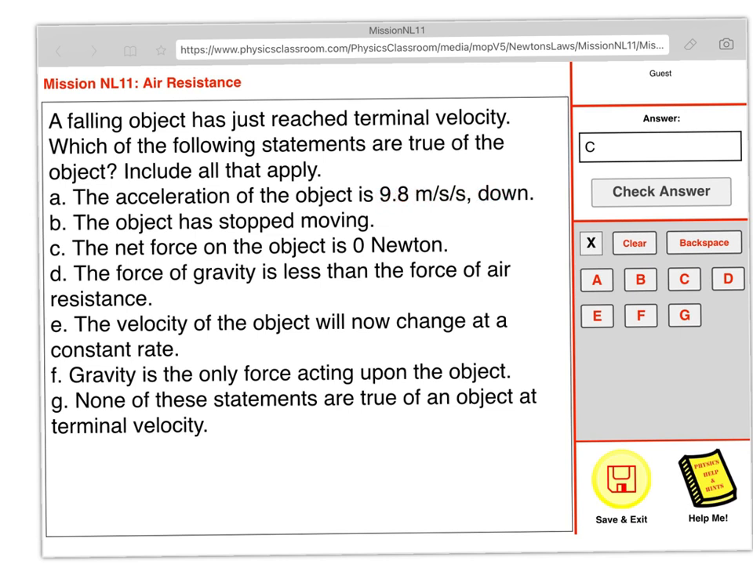So that's not true. No, there'd be no air resistance if it stopped moving. The net force on the object is 0. It's not accelerating. No, that would leave you with an acceleration. Velocity is not changing. No, you wouldn't have terminal velocity if gravity were the only force acting. And no. So only one correct answer.